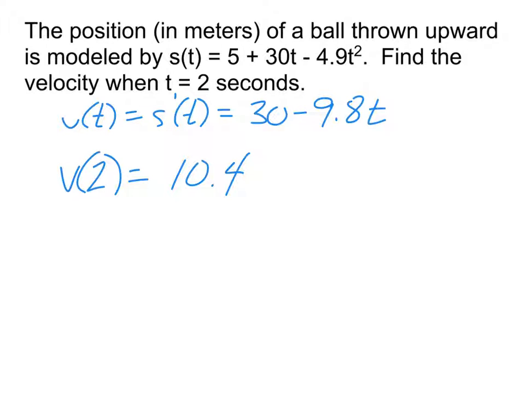Now this, remember, is talking about velocity, right? We know what we're dealing with in this problem. We're talking about meters, we're talking about seconds, so this velocity is measured in meters per second. So our final answer here, 10.4 meters per second, is our velocity. And notice that since that's a positive number, that tells us this thing is still traveling upward at this time.